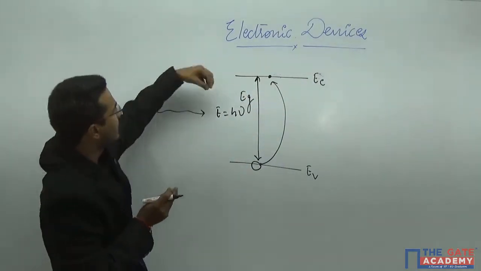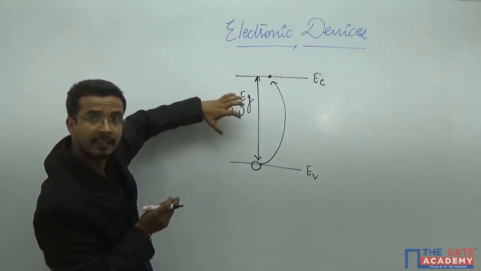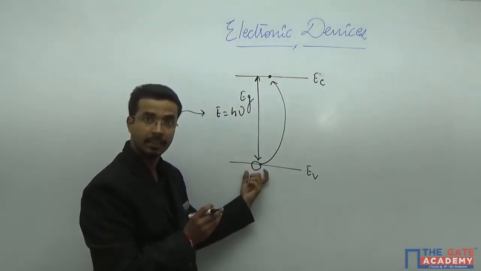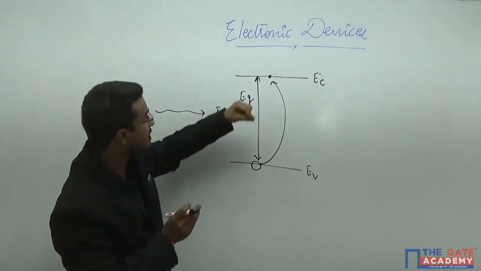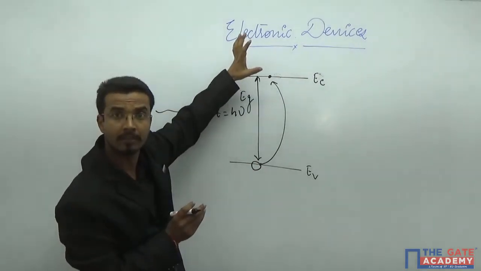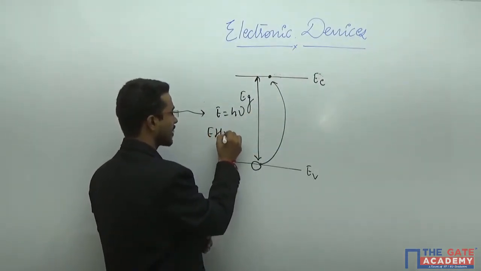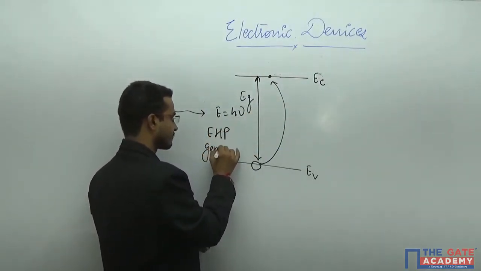That means if the energy you are providing is sufficient to detach the electron-hole pair, then the electron will go from the valence band to the conduction band. And this process is known as EHP generation.